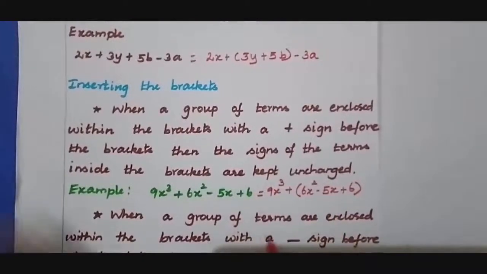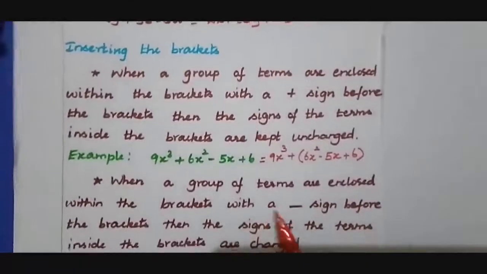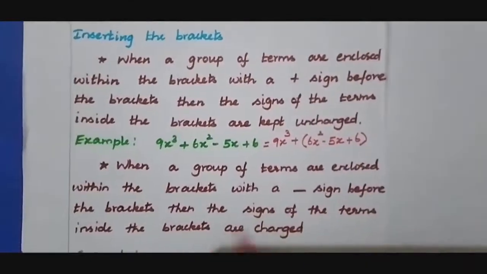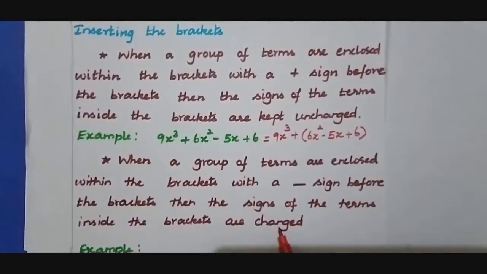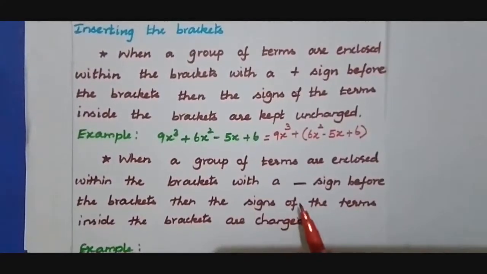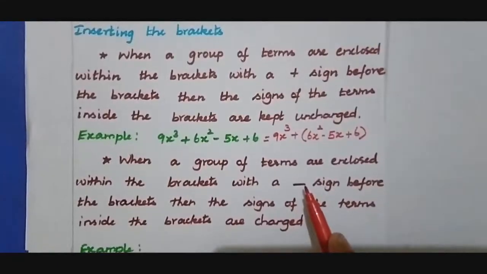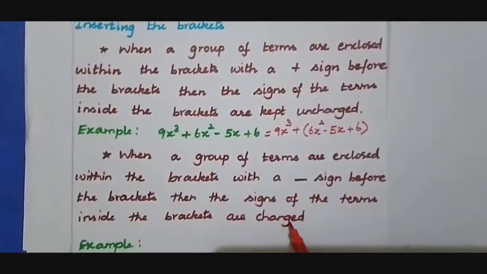When a group of terms are enclosed within the brackets with a negative sign before the brackets, then the signs of the terms inside the brackets are changed. If the brackets are preceded by the negative sign, then the terms inside the brackets are changed.